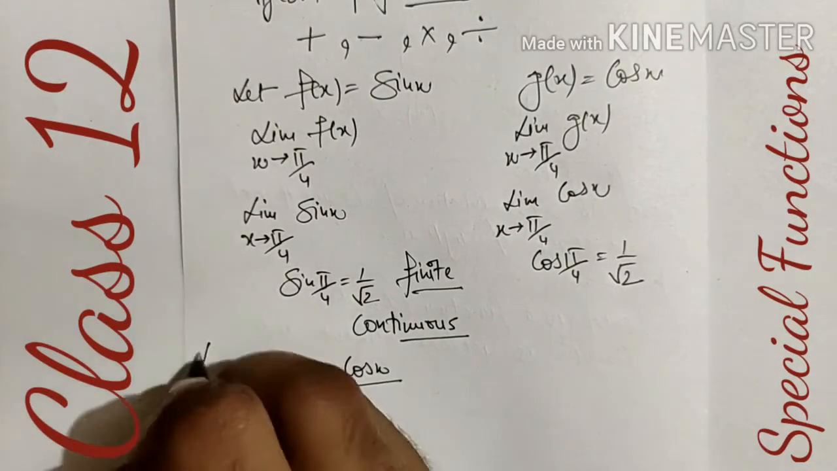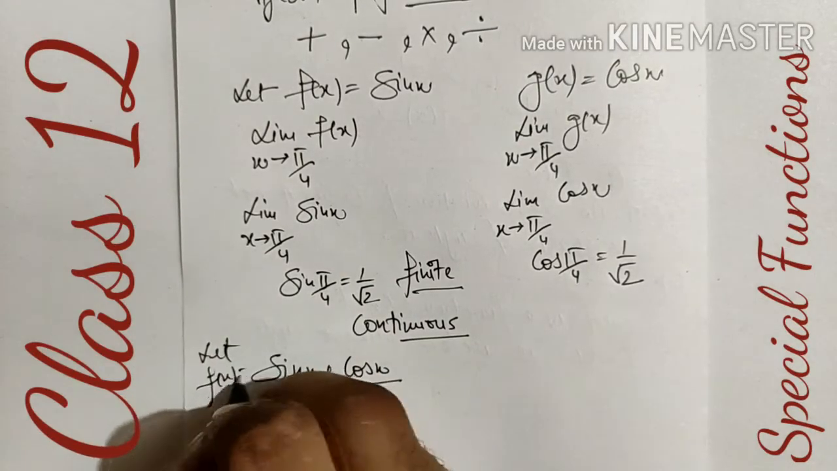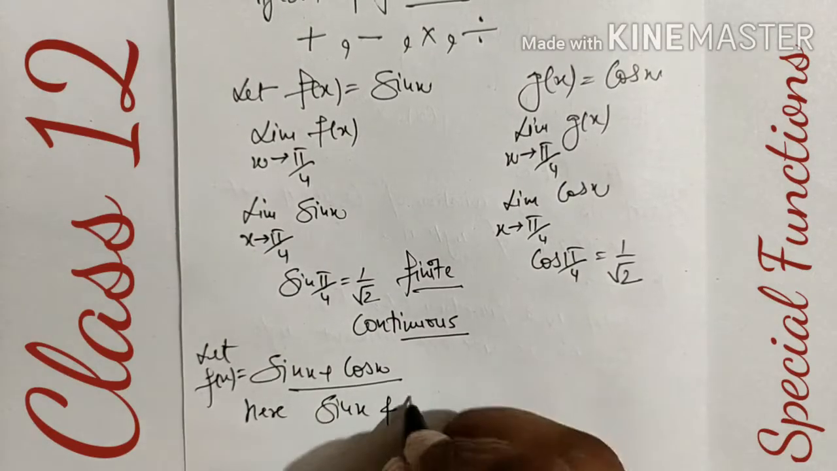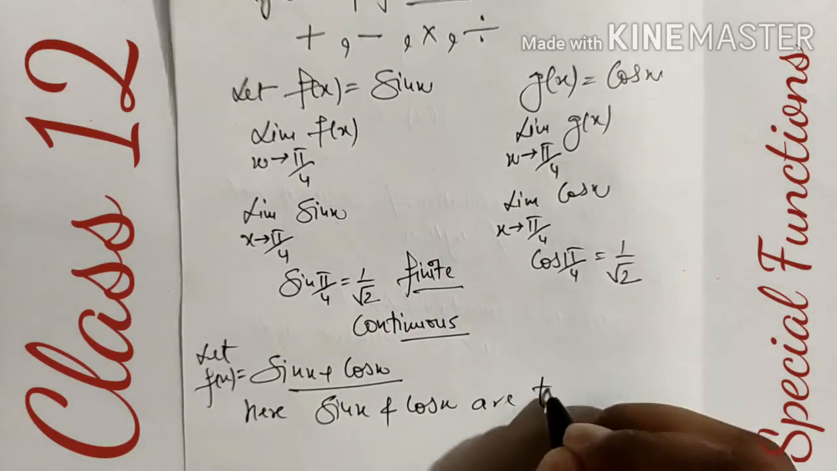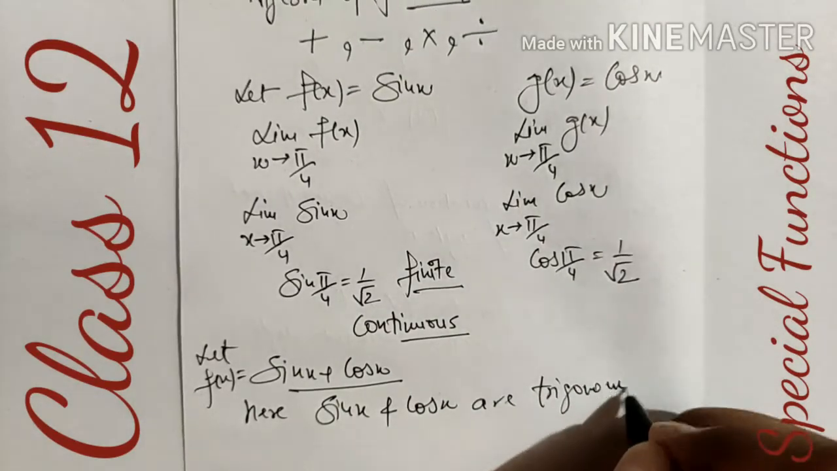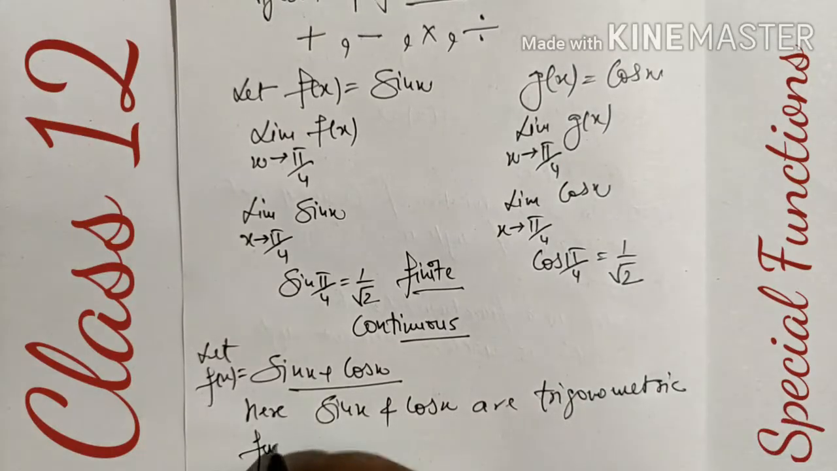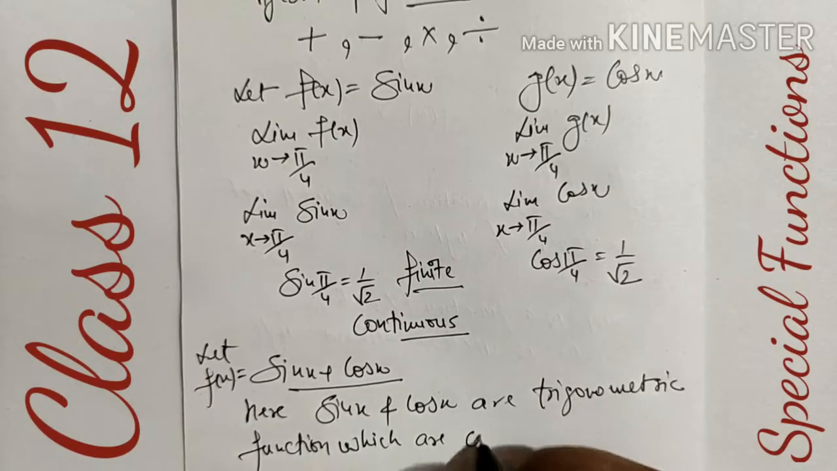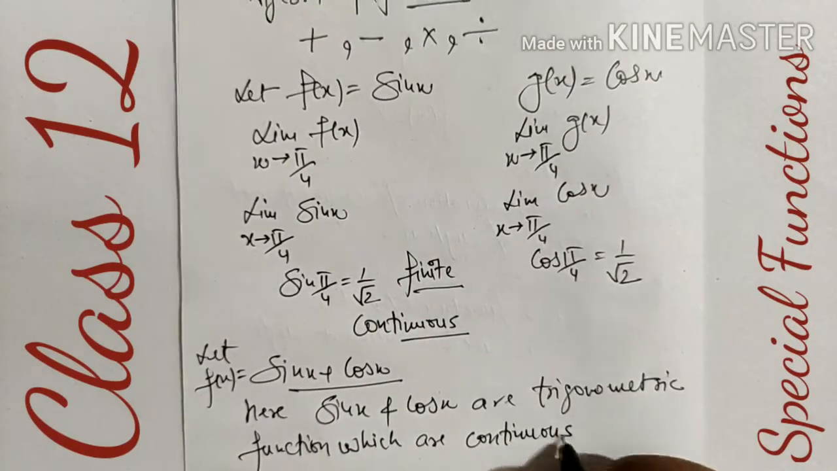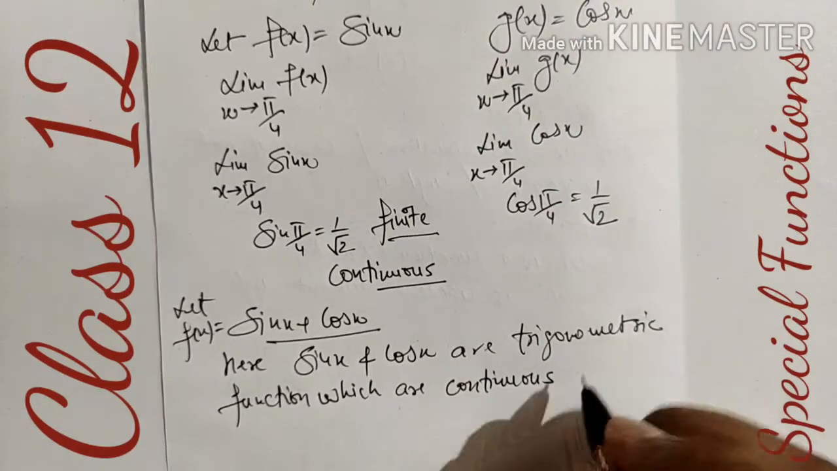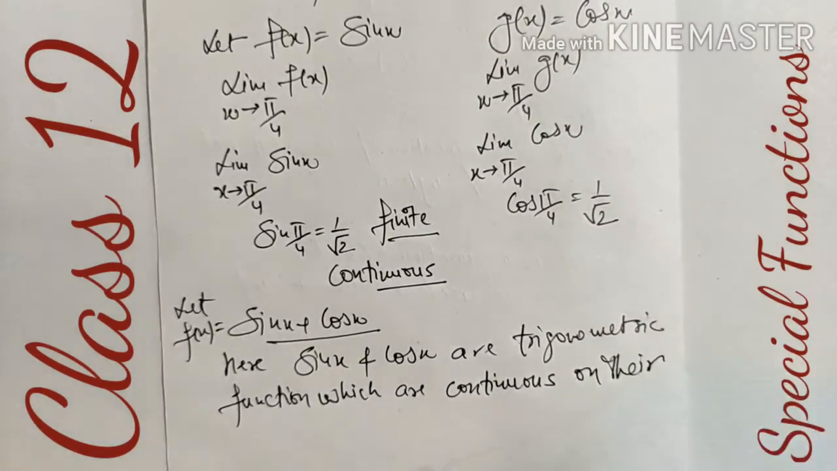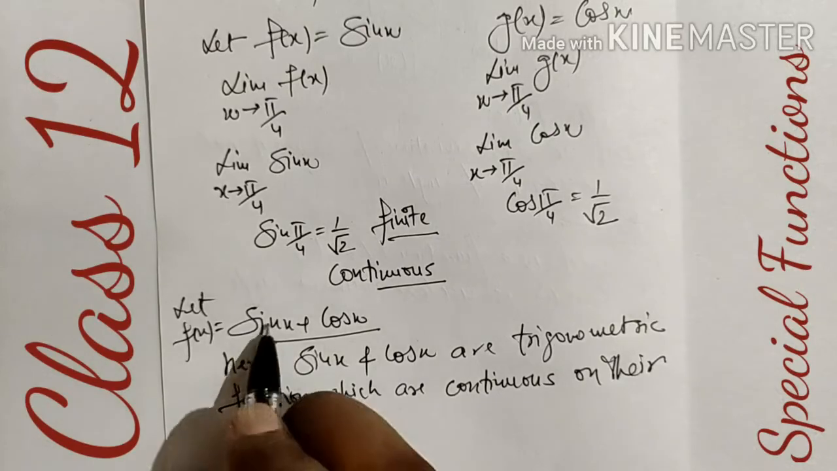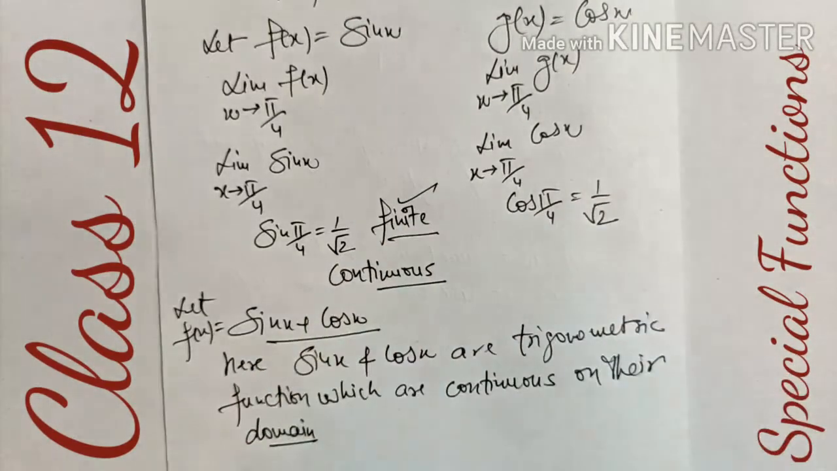We explain it like this. Let this function be f of x. Here sine x and cos x are trigonometric functions which are continuous on their domain. Domain means the values of the angle at which the answer of these two functions comes out finite.